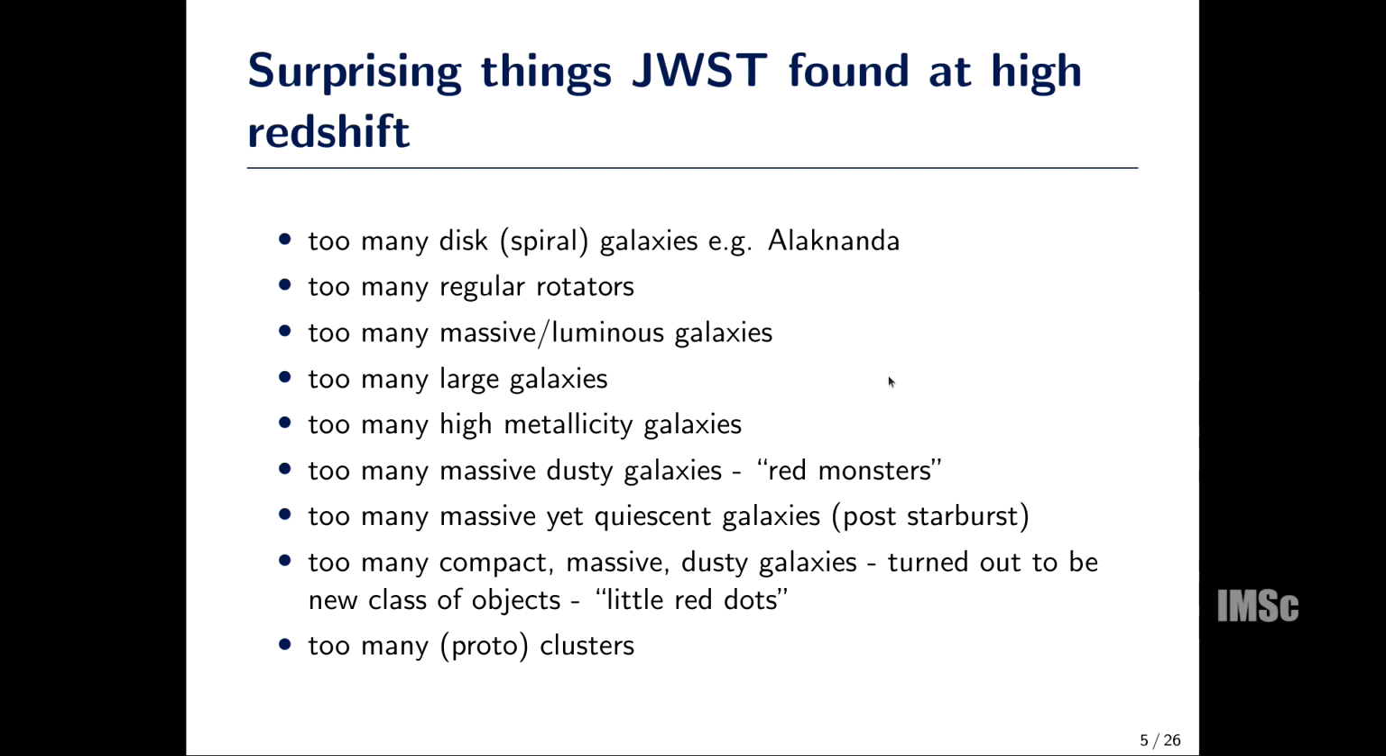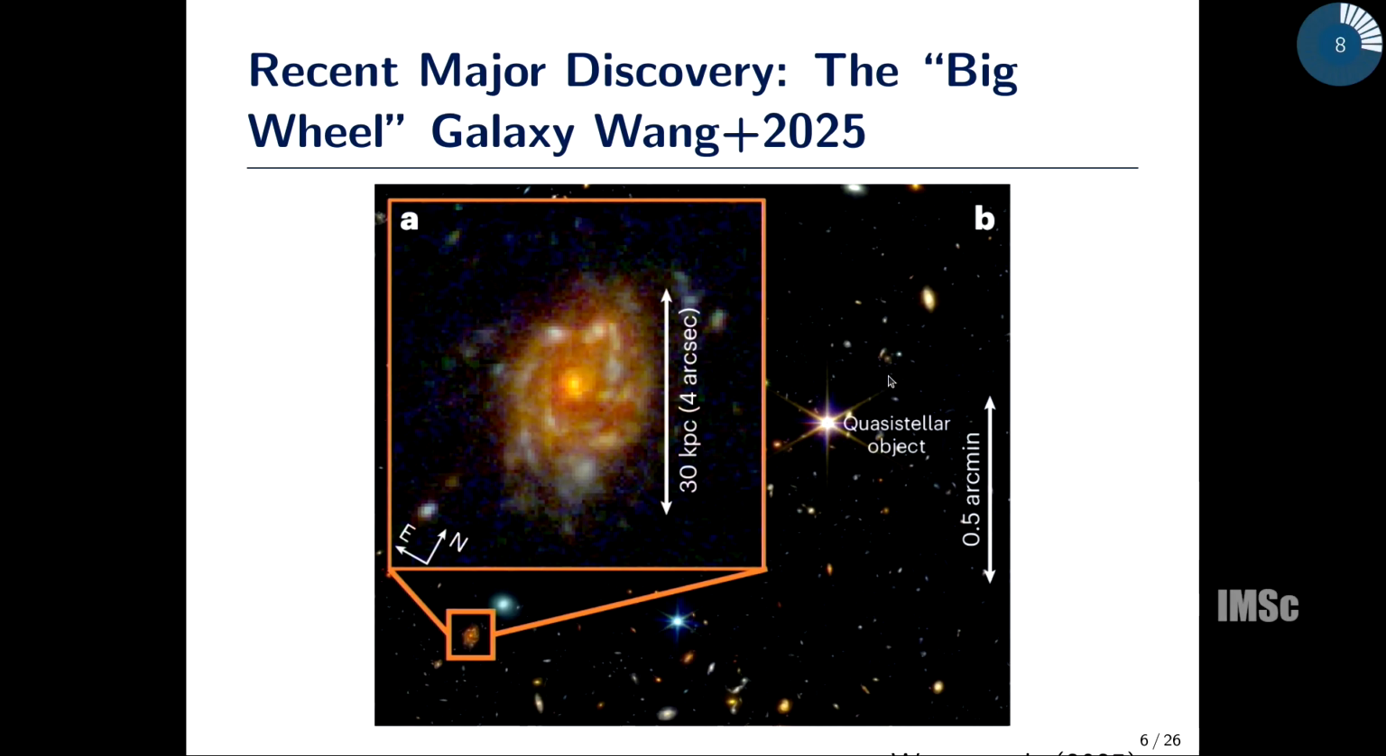Then of course there are too many compact, massive dusty galaxies. This again turned out to be a new class of objects. These are the so-called little red dots, believed to be very compact AGN, and they're very dusty and so on. Lots of challenging problems that they pose. And then there are too many protoclusters also that are seen. I will not talk about the last bullet point, but I'll cover some of the others. So Rashi showed you Alaknanda on Monday.